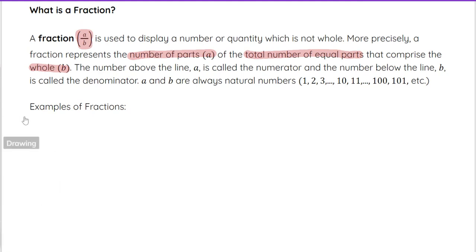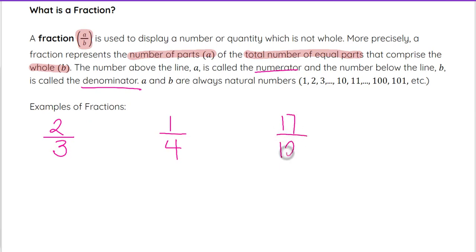Again, the number above the line, A, is called the numerator, and the number below the line, B, is called the denominator. Some examples of that might be 2/3, or 1/4, or 17/12, or 64/100ths. Those are examples of fractions. The top numbers, 2, 1, 17, 64, are your numerators, and the bottom numbers are your denominators.